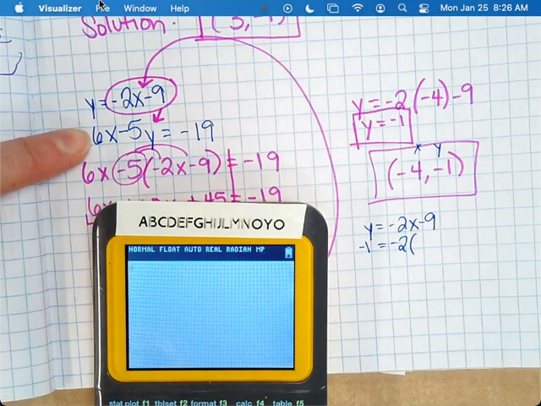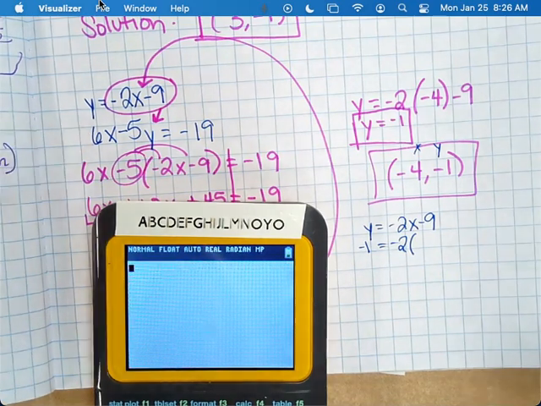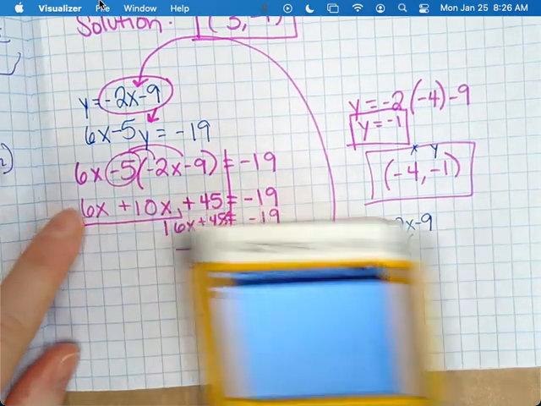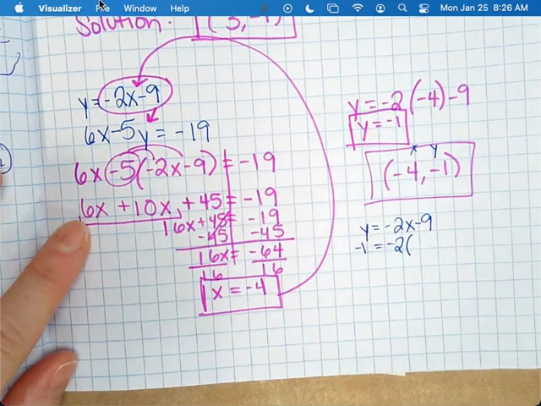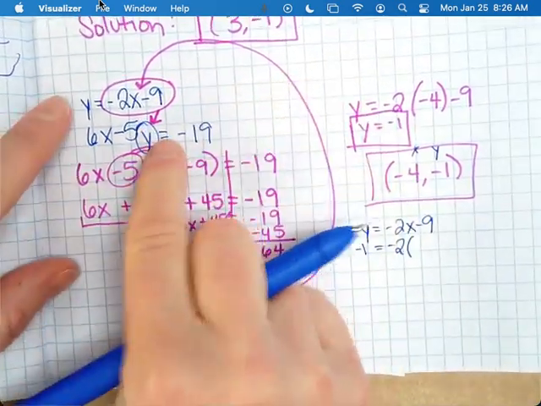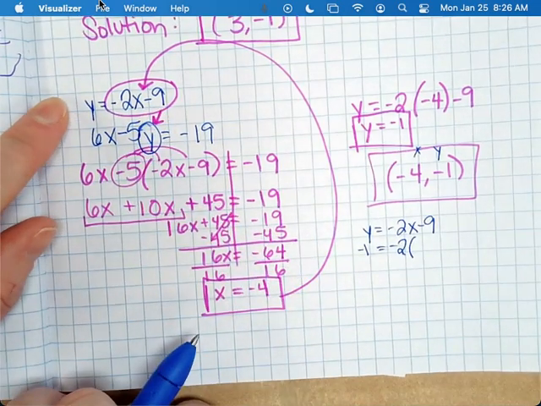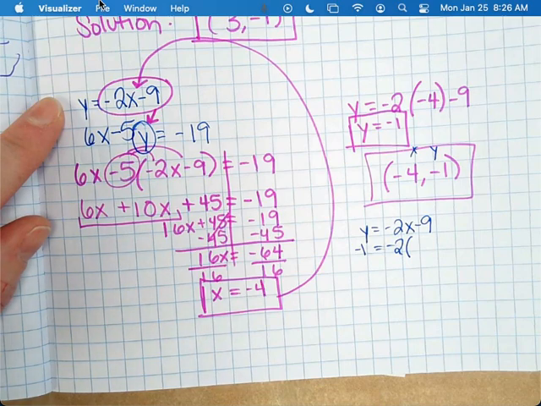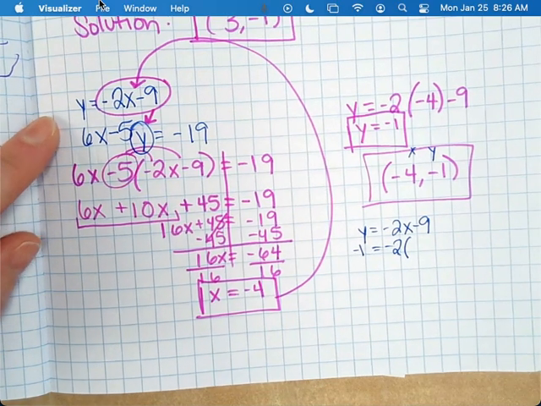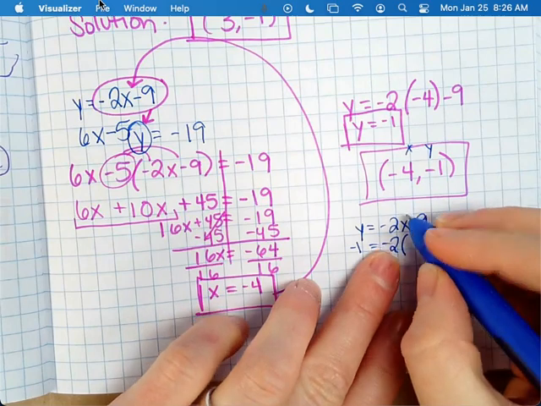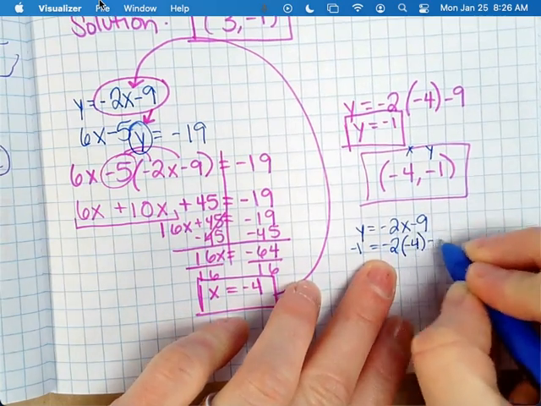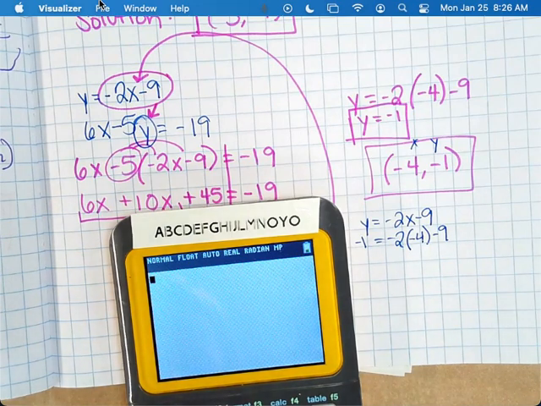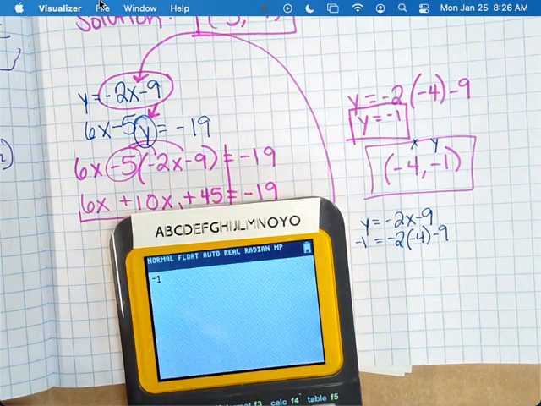Whenever you combine them, why did you get rid of the y? Because this y is equal to that. So I no longer have y. I have -2x minus 9. Okay, so then this would be -2 times -4 minus 9, and we could put this in the calculator with the equals. -1, wasn't it? Yes, because it'd be 8.